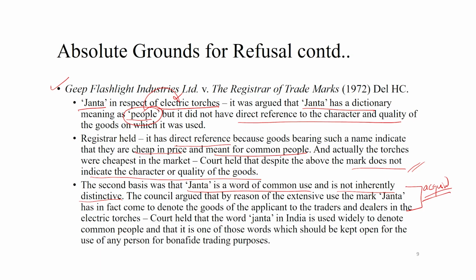But court held that the word janta in India is used widely to denote common people and that it is one of those words which should be kept open for the use of any person for bona fide trading purposes. This is how the third disqualification, that a generic name cannot be a trademark, is applied.